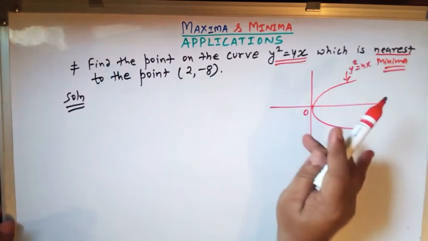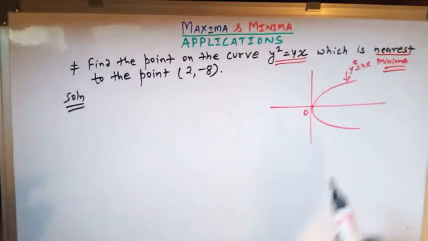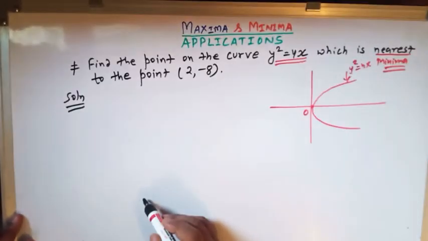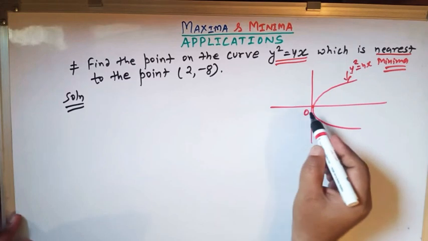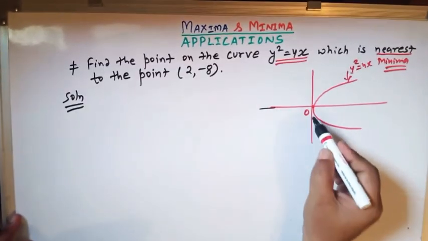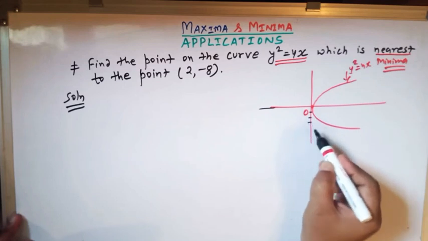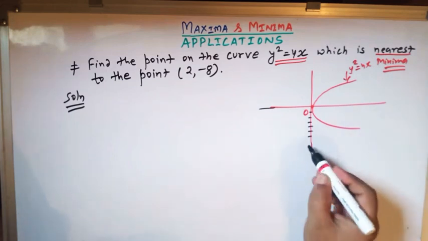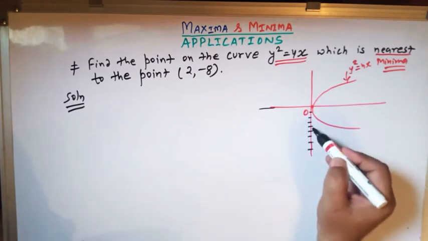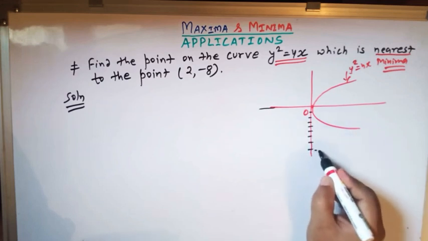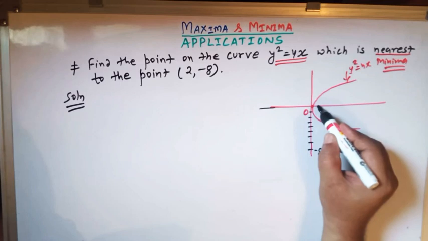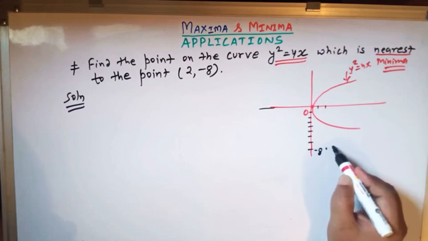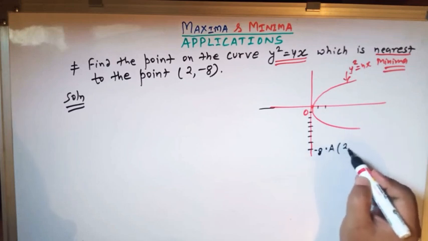Now we have to find a point on this curve which is nearest to this point 2 comma minus 8. So if I plot this point here, see this is 1 2 3 4 5 6 7 and 8. 1 2 3 4 5 6 7 8. So this is minus 8 here, and if I take here 1, 2, say this point is A, and this point is 2 comma minus 8. Clear?